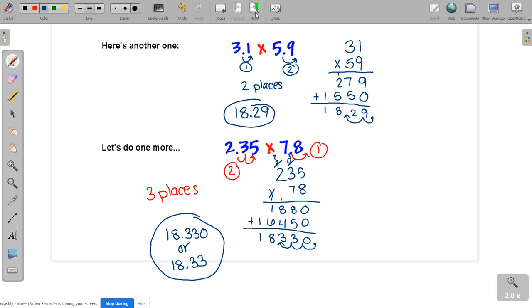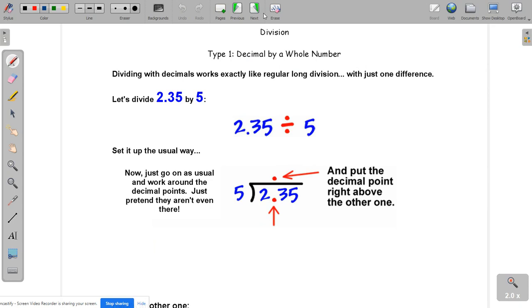Now let's look at dividing decimals. There are 2 types of problems we're going to look at. We're going to look at dividing by a whole number and then dividing by a decimal. So we're going to do the problem 2.35 divided by 5. Our first number we put inside our division, and our 5 goes on the outside. We set it up just like we would do regular division. The only thing is our decimal point, we have to move it straight up and then divide like normal.